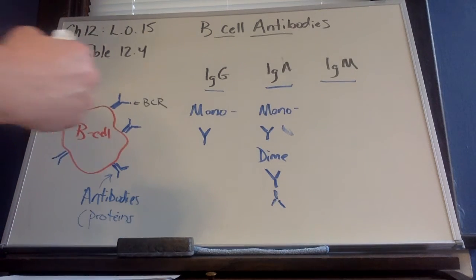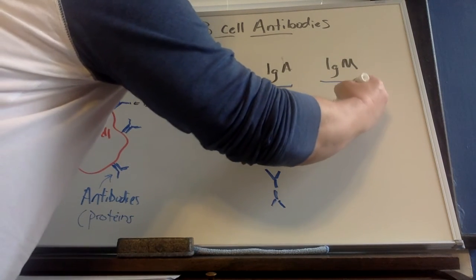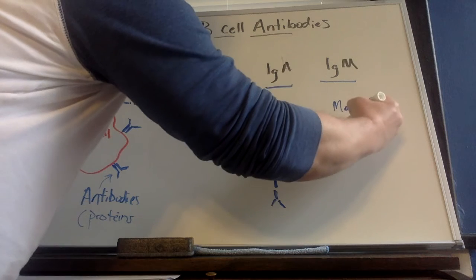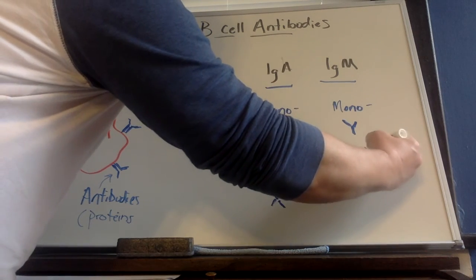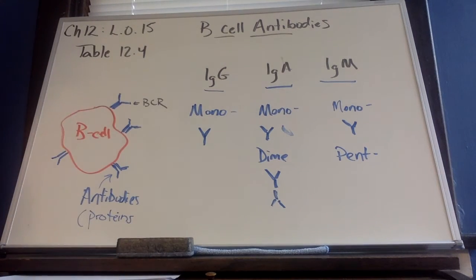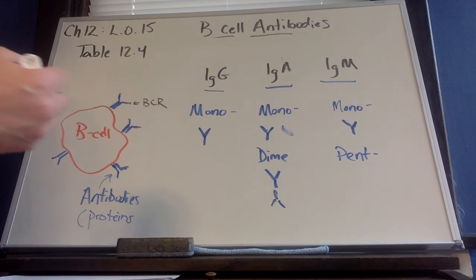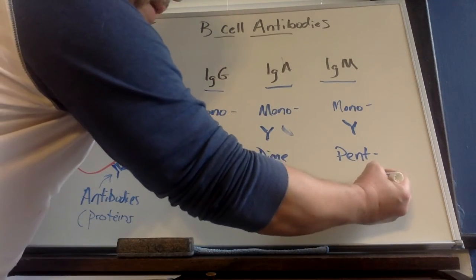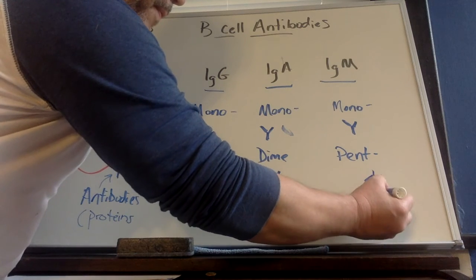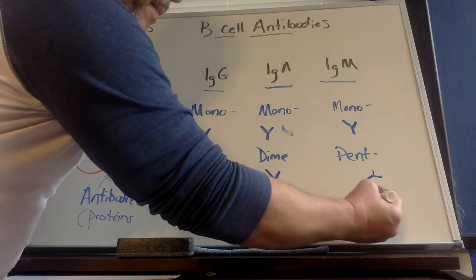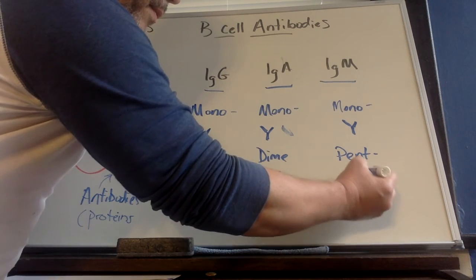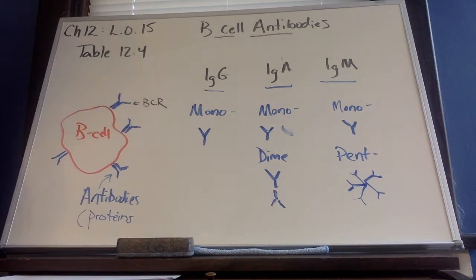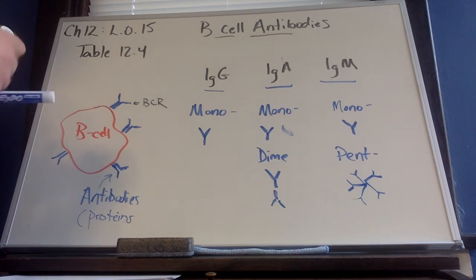The immunoglobulin M's, they also come in monomers, but they can group up in 5s, and that would be a pentamer. So if you have 5 of them together, you notice that they make sort of a pentagon-like shape. I'm not very good at drawing them. Almost looks a little bit like a snowflake. Notice that the BCR portion is always facing outward.